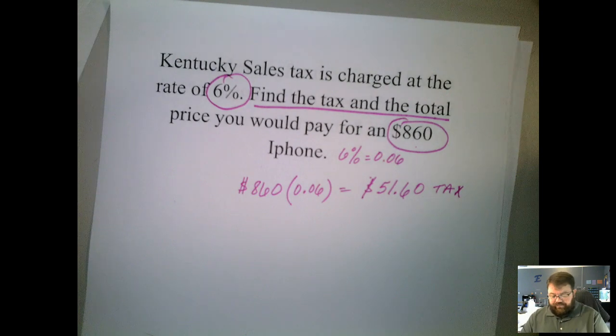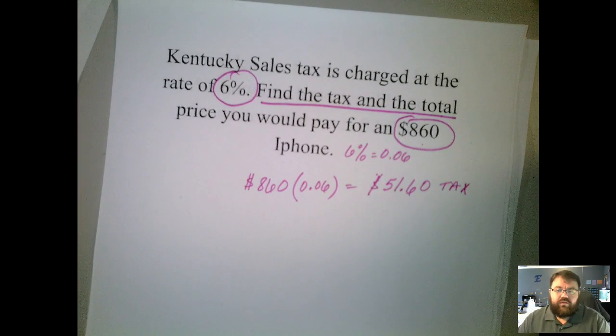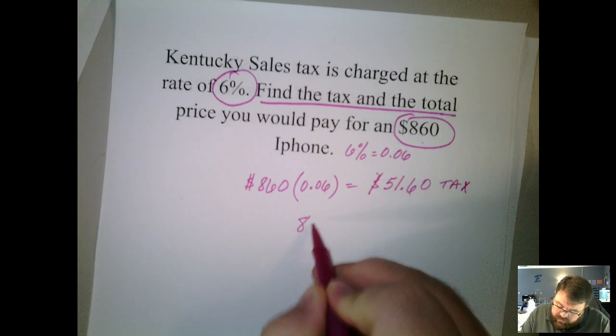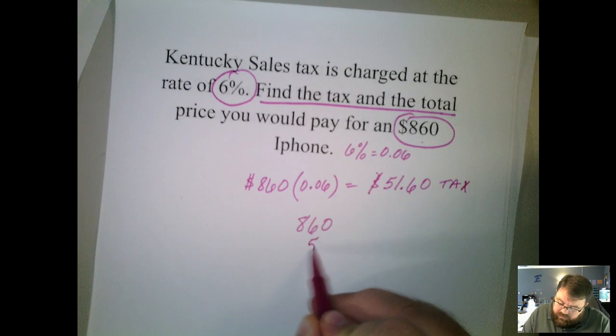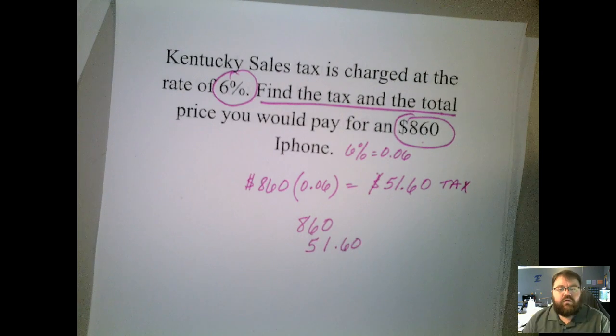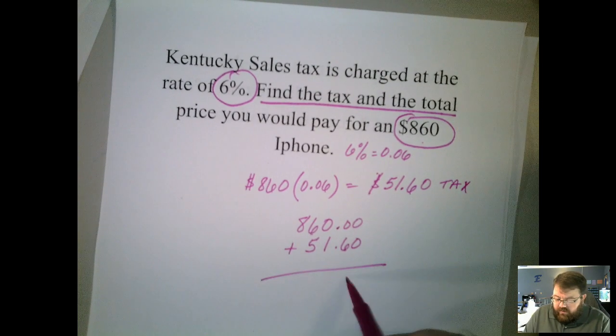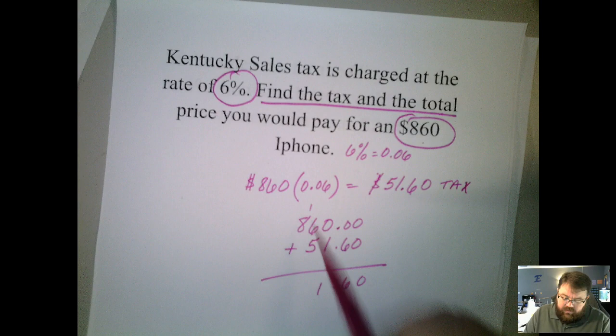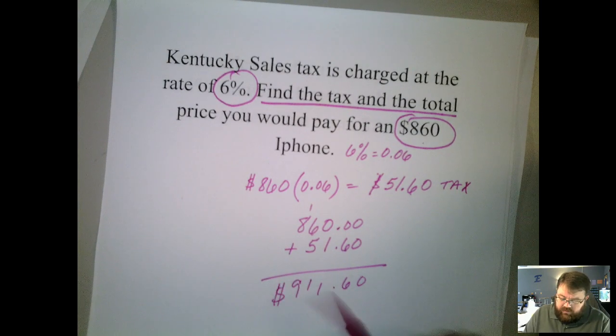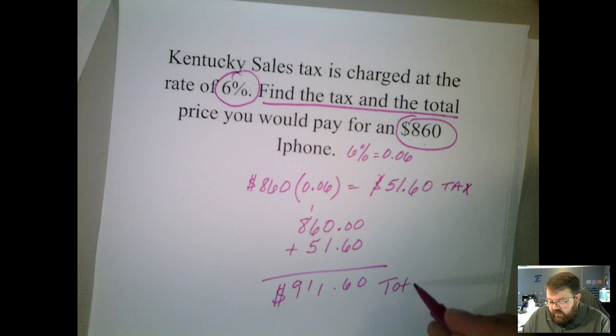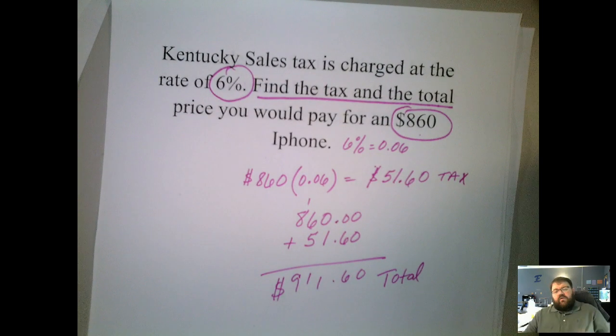because you bought this phone here. So to calculate what your total bill is going to be is 860 and 51.60. All right, there's a decimal here. Add these together. 0, 6, 11, $911.60 is the total bill. Okay, so if you go and buy this iPhone at AT&T, they're going to charge you $911.60, even though the price of the phone is $860.